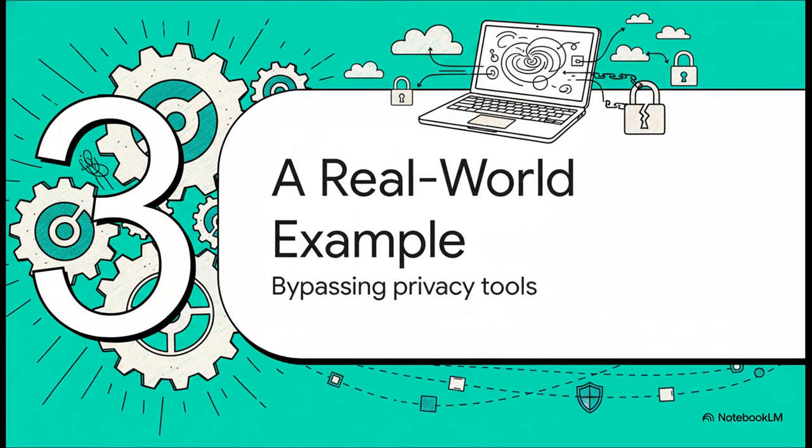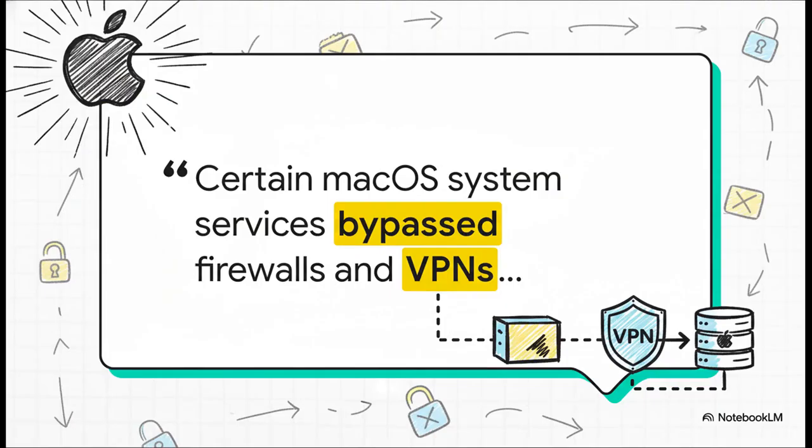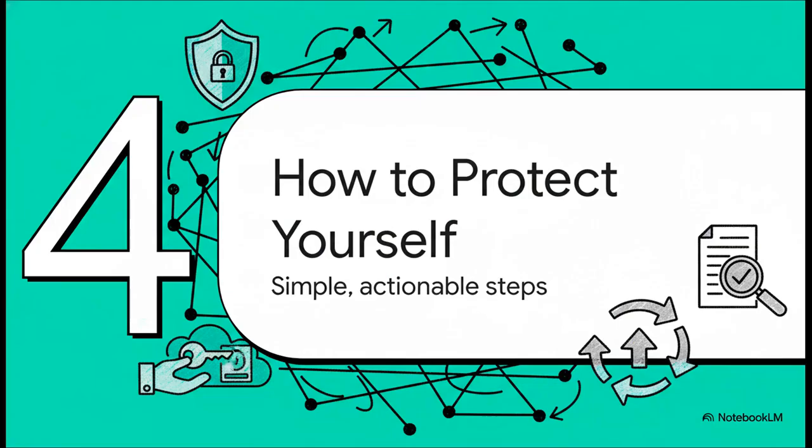But let's look at a very specific, real-world example that shows just how differently some of these system services can operate. A few years ago, security researchers found something pretty surprising. They discovered that some of Apple's own system services were designed to bypass firewalls and even VPNs. Now, what does that mean? It means that even if you were using tools to protect your privacy, some data could still be sent directly to Apple's servers.